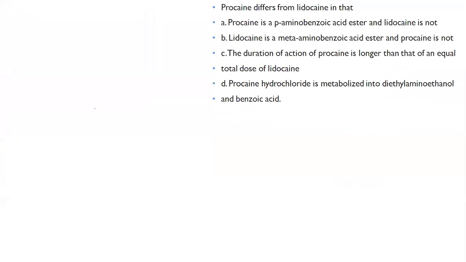Now, procaine differs from lidocaine in that, again, the same question, amides and esters, procaine is an ester. So how does it differ from lidocaine? The options are: procaine is an aminobenzoic acid ester and lidocaine is not, definitely, because lidocaine is an amide. Lidocaine is a meta aminobenzoic acid ester and procaine is not, no. Lidocaine is actually an amide and procaine is an ester. And the duration of action of procaine is longer than that of the equal total dose of lidocaine. That's false. Procaine hydrochloride is metabolized into diethylaminoethanol and benzoic acid. That's not true. So procaine differs from lidocaine only by one difference. What is that difference? Procaine is an ester and lidocaine is an amide. And the option is the first one.